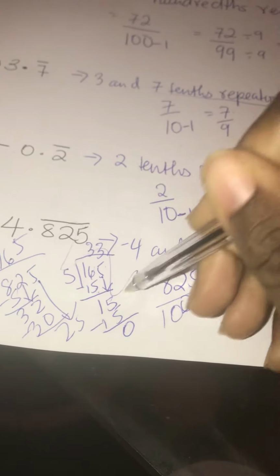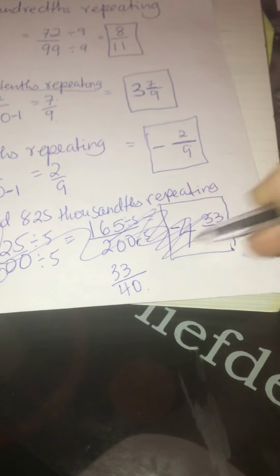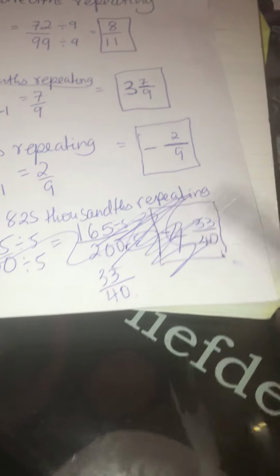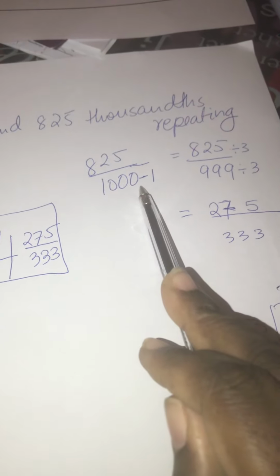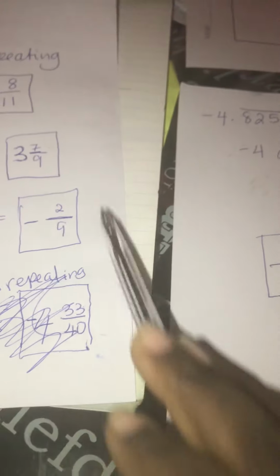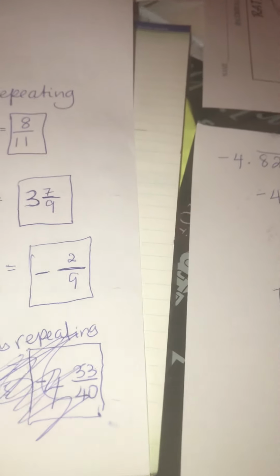So this is your answer for this question, not this. Don't copy this, please. This I did wrong, okay? Because I forgot to do the repeating part. So from here, you must write thousandths repeating so that you remember to subtract. See the mistake I did? You must avoid that mistake.